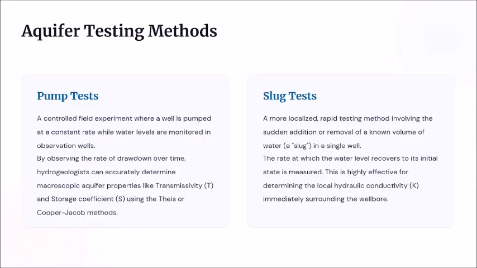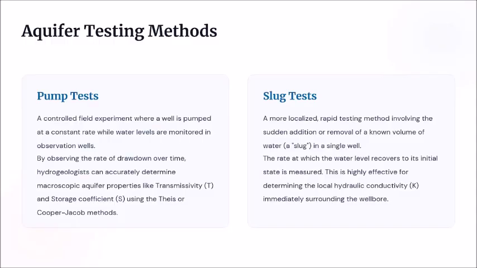Next slide. Aquifer testing methods. How do we actually find variables like transmissivity and storage for our equations? We conduct field tests. The most common is a pump test. This is a large-scale, controlled experiment where a well is pumped at a constant rate, and the dropping water levels are recorded over time in nearby observation wells.